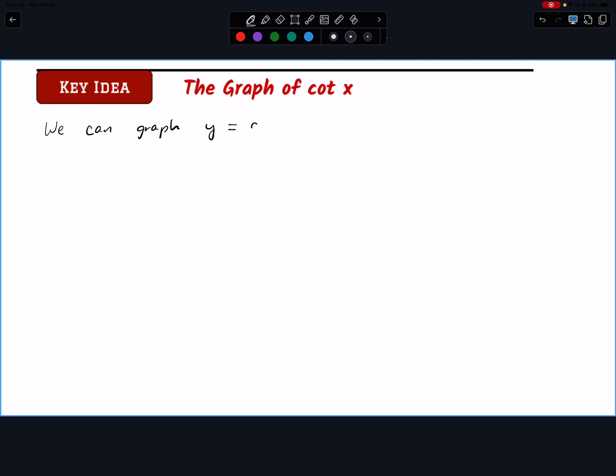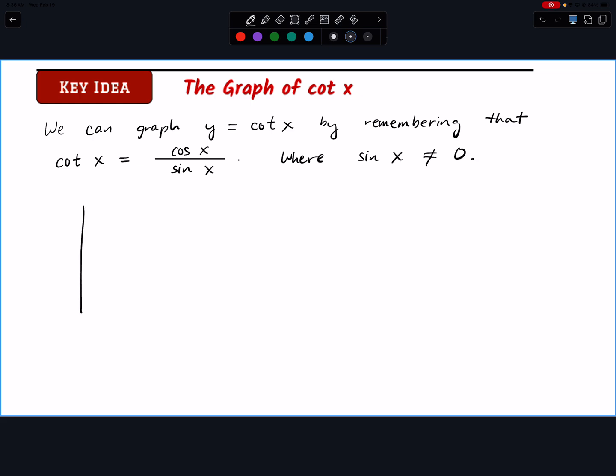y is equal to the cotangent of x, by remembering that the cotangent of x is the same thing as, hopefully we remember one of our identities we learned, that tangent is sine over cosine. So if cotangent is the reciprocal, that means it's going to be cosine x over sine x, where, remember, we can't divide by 0, so sine of x cannot be 0.